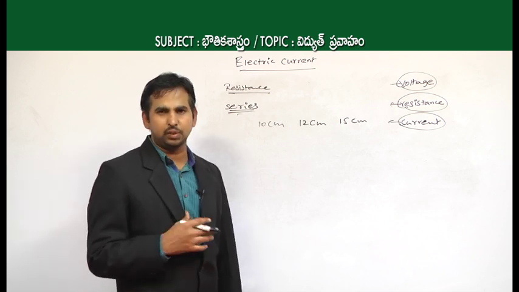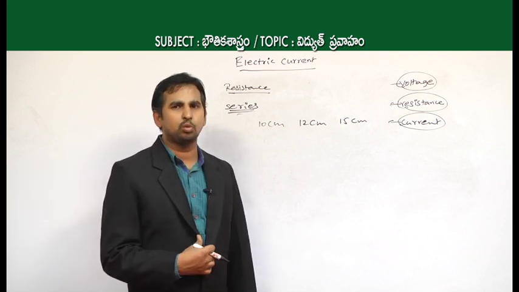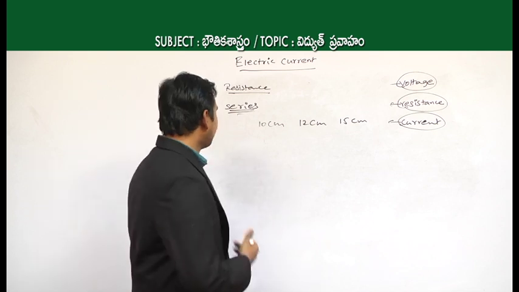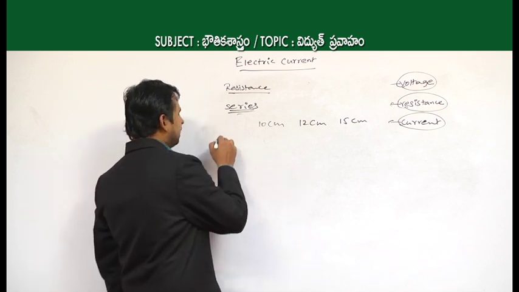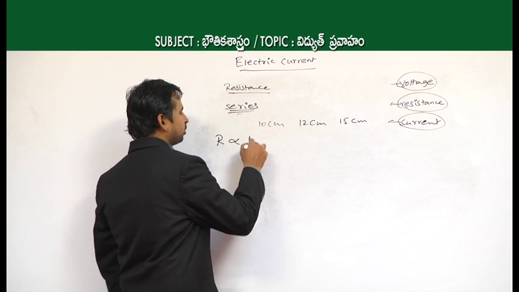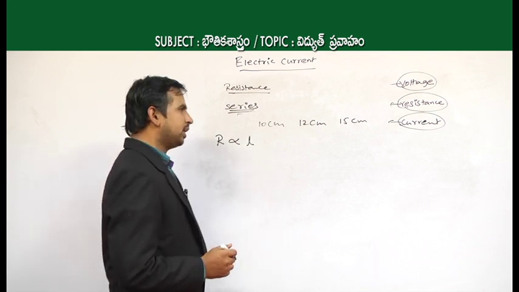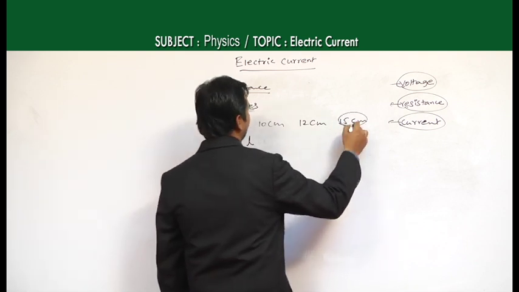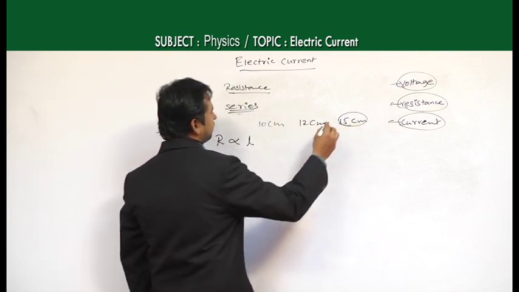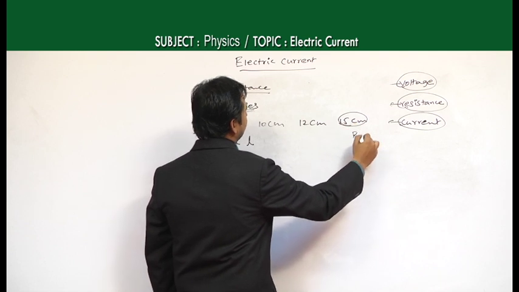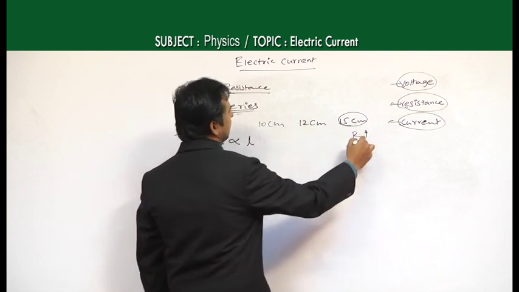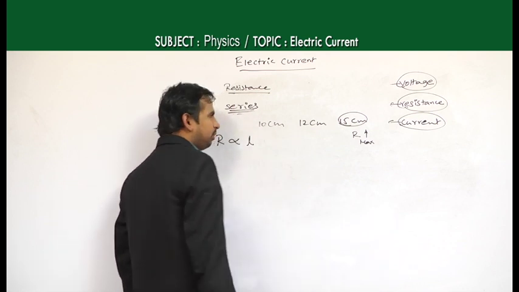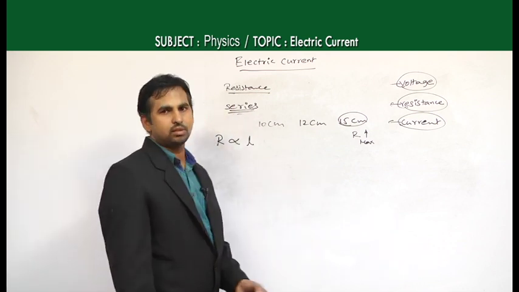Less resistance means more current will pass. But in our case, we know that resistance is directly proportional to length. Of the given 10, 12 and 15 centimeters, the 15 centimeters is the longest. As the length is more, the resistance value will be maximum here. For 15 centimeters, we have maximum resistance.